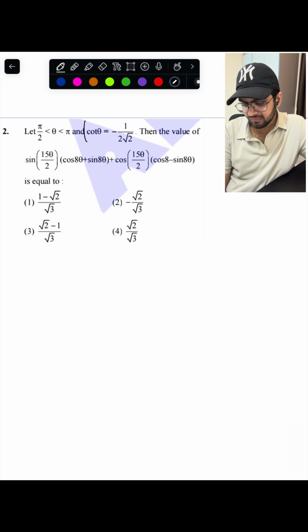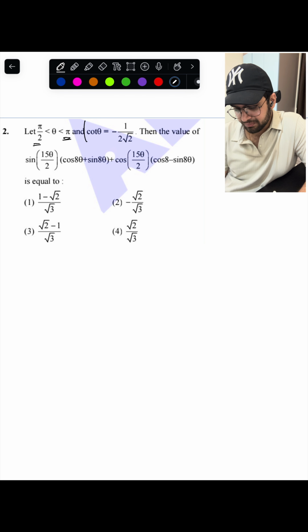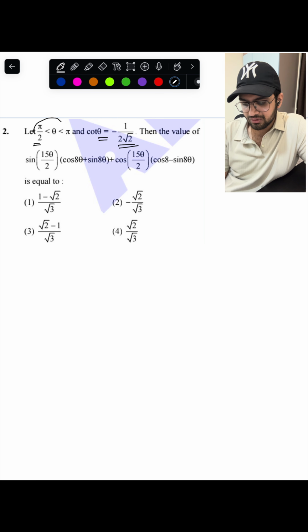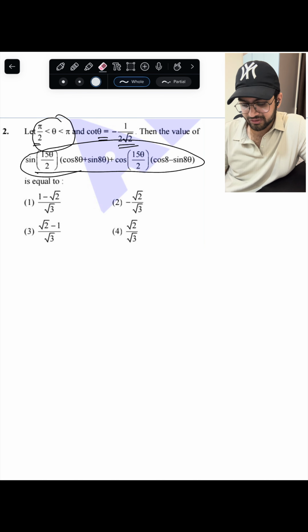Here theta is mentioned as between pi by 2 to pi and cot theta is given here. Cot theta is minus 1 by 2 root 2. As theta is in the second quadrant, of course cot theta will be negative, right? Then you need to find the value of this expression.